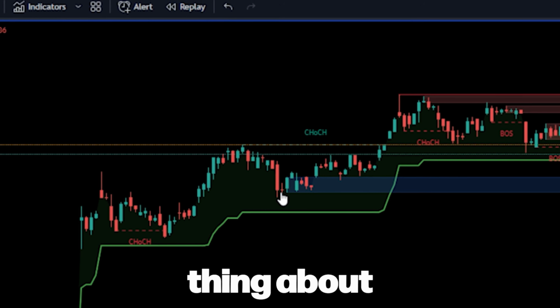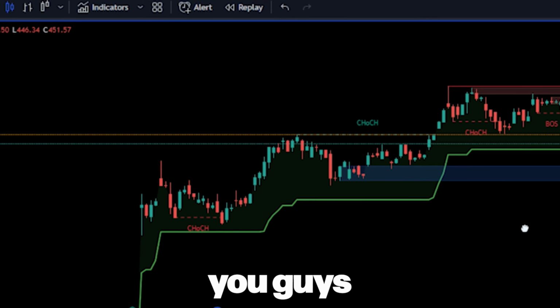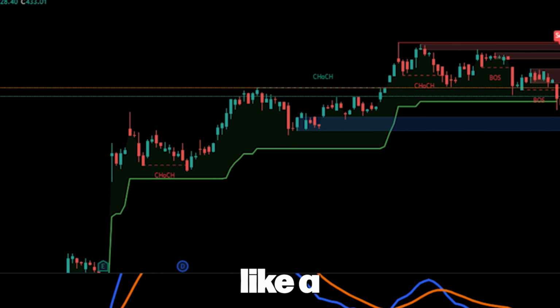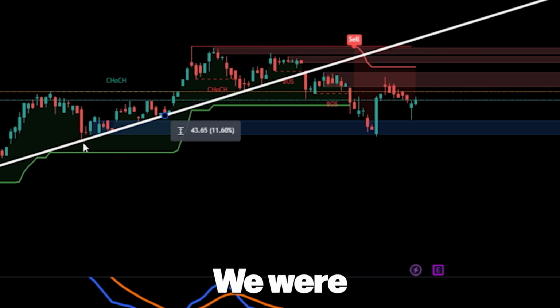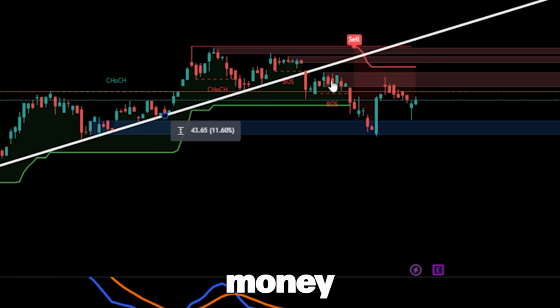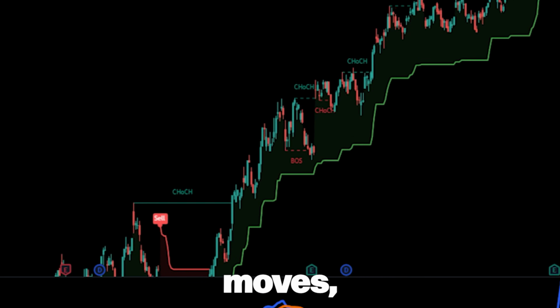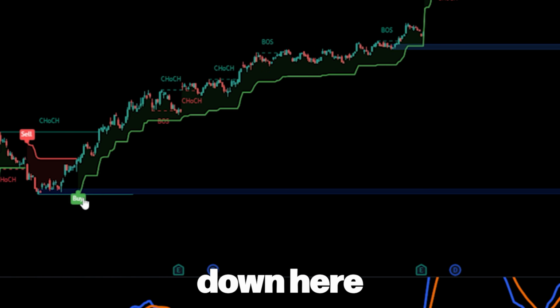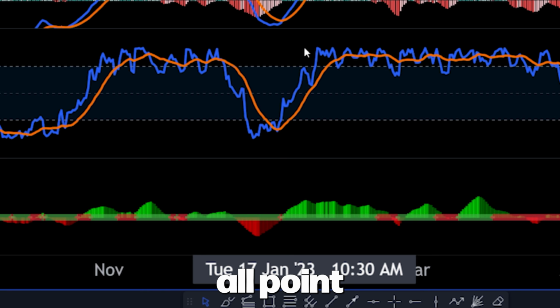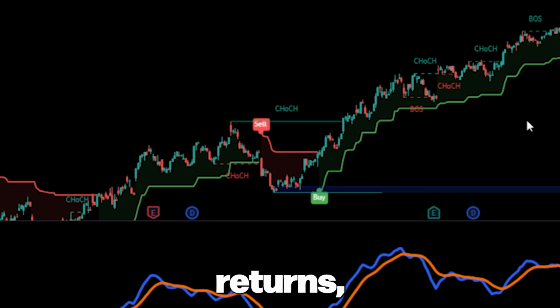And the last thing about this strategy that's going to make it very easy for you is don't forget how to do your simple technical analysis like a trend line. Hey, guess what? We were in a trend line. Oh my gosh, we broke down. We broke down after having all of these bearish signals, and now you can make a little bit of money trading this instead of just waiting for the sell signal there. But the sell signal is if you're looking for some of those larger moves. Look at this buy signal down here. Buy, change of character, crossover, crossover, and the squeeze, all pointing you to massive returns, massive gains.